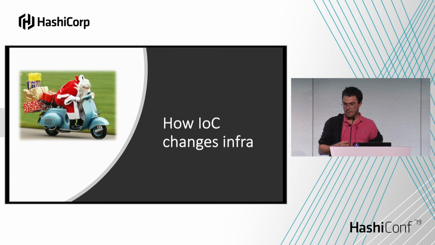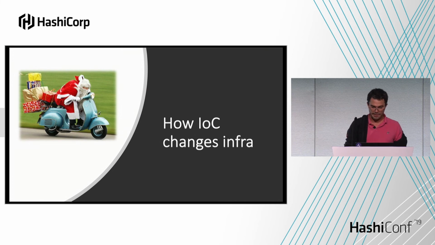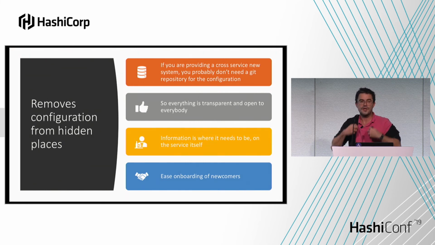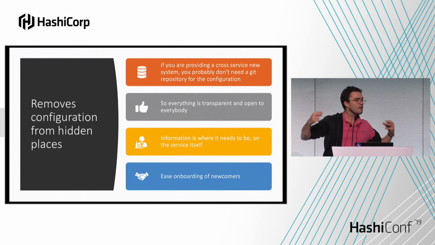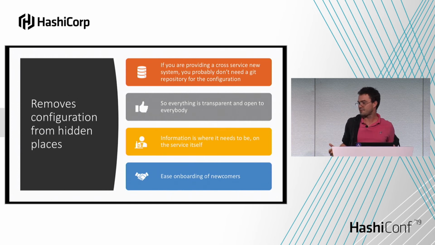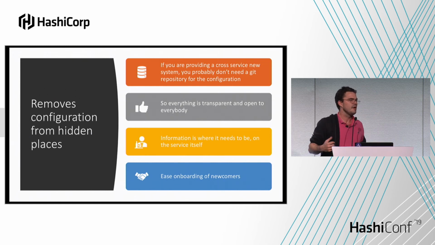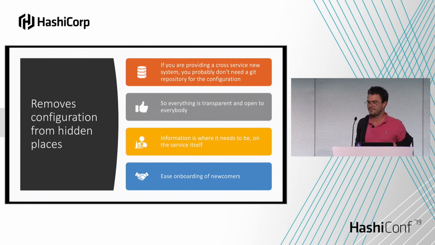Okay, and now, how IOC can change infrastructure. First, it removes the configuration from hidden places. You don't have to know everything about all the Git repositories within your infrastructure to make things work. You just have to configure your service and everything is going to work. For engineers, it's really great.